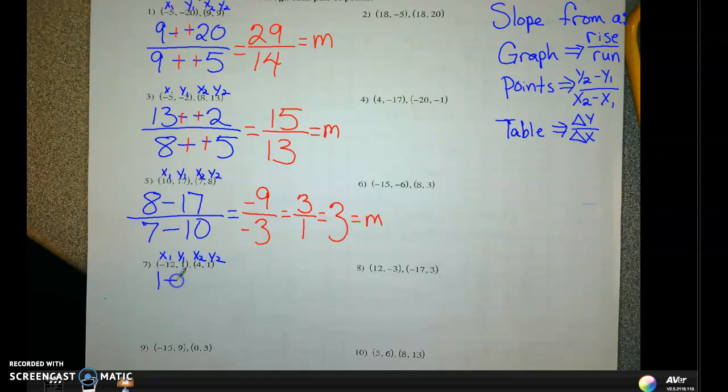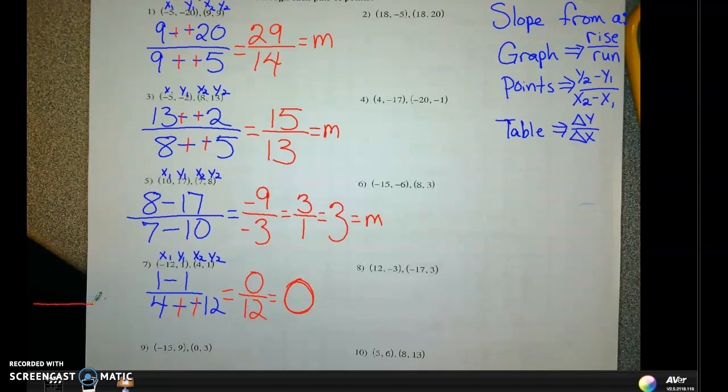Number 7, we have x1, y1, x2, y2. So 1 minus 1 divided by 4 minus negative 12. Minus a negative, plus. 1 minus 1 is 0. 4 plus 12 is 16. So 0 divided by the denominator is going to equal 0. And keep in mind, if you graphed this line, it would end up being a perfectly horizontal line.